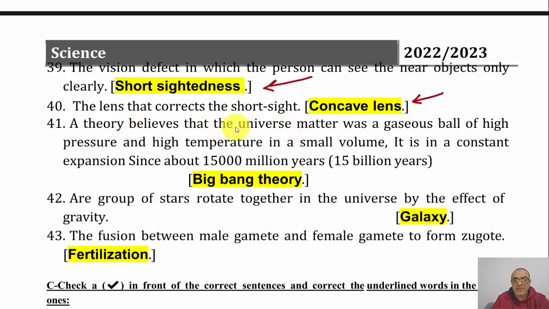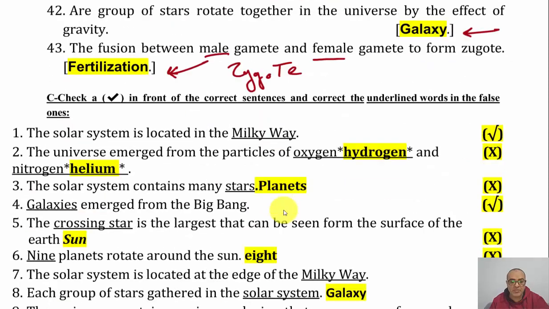A theory believed that the universe matter was a gaseous ball of high pressure and high temperature in a small volume. It's the Big Bang theory. A group of stars rotating together in a universe, which is galaxy. The fusion between male and female, it's fertilization. We said it gives zygote. So the zygote is a result of fertilization.